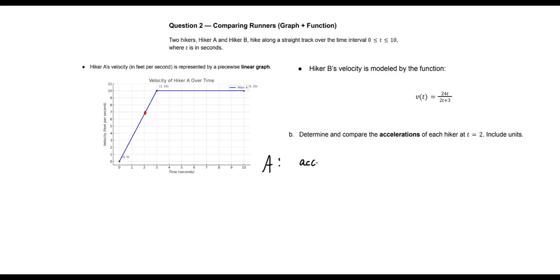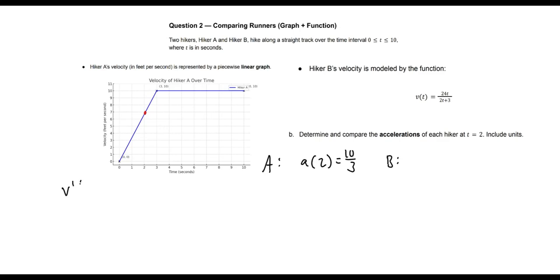So the acceleration, let's write it like this. This is hiker A. The acceleration at t equals 2 is just 10 thirds. It's just the slope of that line. Now, for hiker B, we got to do a little bit more work here. What we have to do is we first have to find the derivative and then plug 2 in.